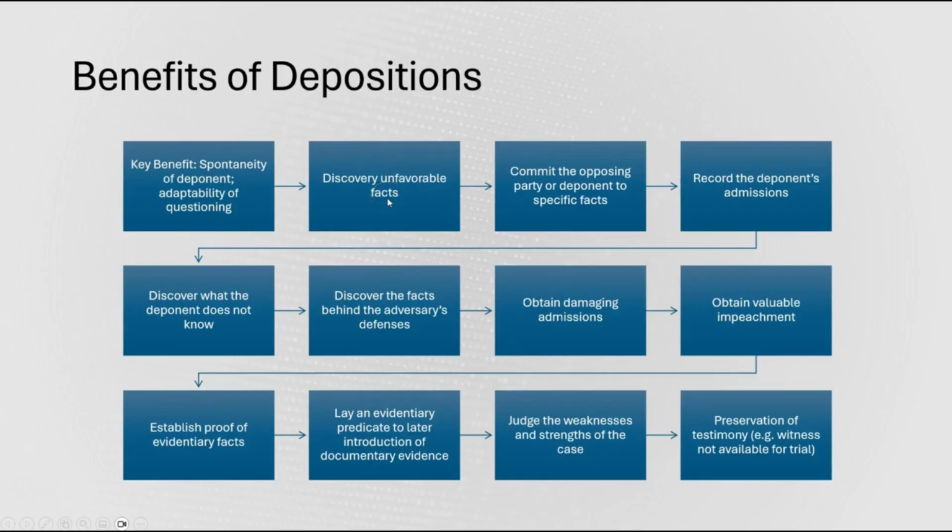You can discover unfavorable facts, commit the opposing party or deponent to specific facts, record their admissions, find out what the deponent does not know, see what facts are behind the adversary's defenses, obtain any information that may be damaging, including admissions, get some valuable impeachment information for the witness, establish proof of evidentiary facts, and lay an evidentiary predicate for the later introduction of documentary evidence. So, building a foundation for documentary evidence, and judge the weaknesses and strengths of the case and preserve the testimony, such as if the witness is not available for trial, for a number of reasons. So there you go.